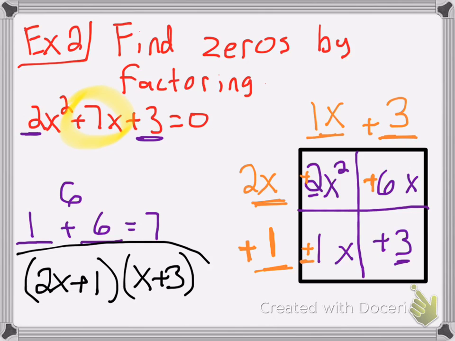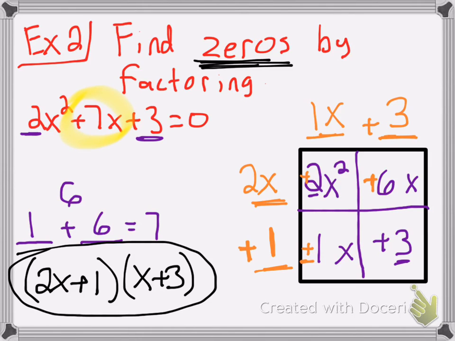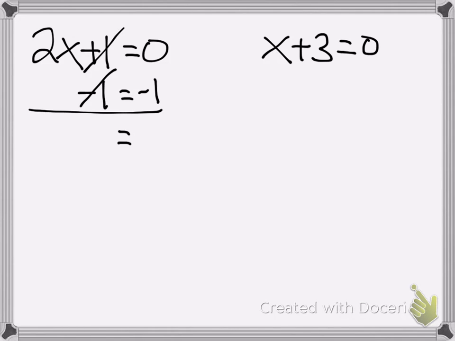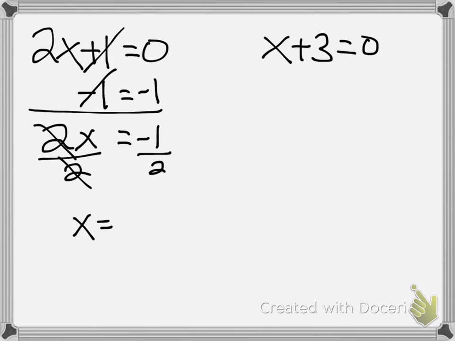Okay, well, that's our factors. That's the hard part, really, guys. The easy part is actually finding the zeros. So what you do is you take each factor and set it equal to 0. 2x plus 1 equals 0, and x plus 3 equals 0. You're just basically solving simple little equations. We'll minus 1 to both sides. This is the easy, fun part. Now we've got to divide both sides by 2. So our first zero is negative 1/2.